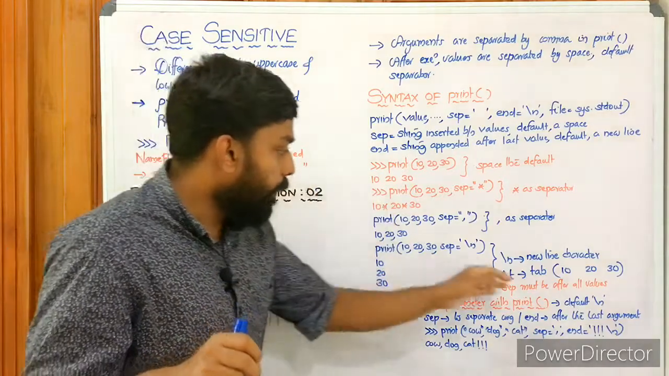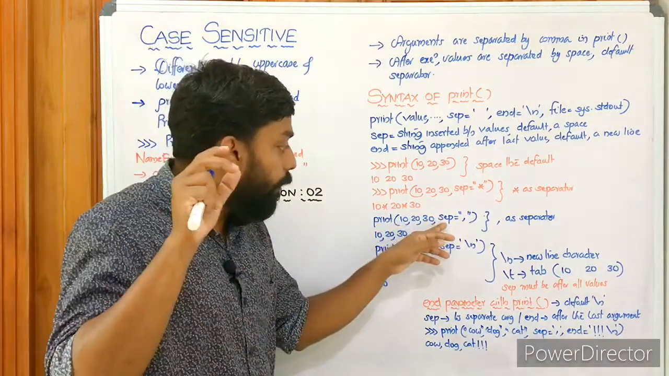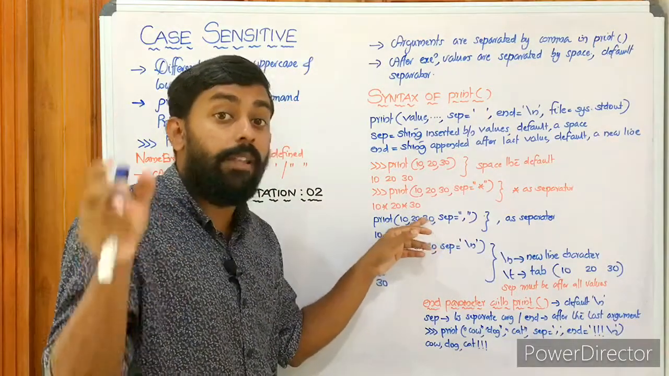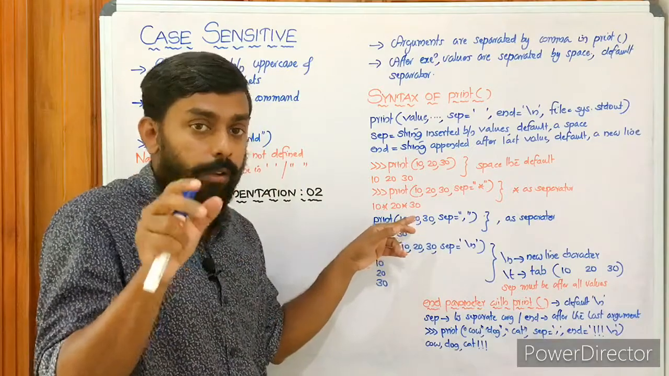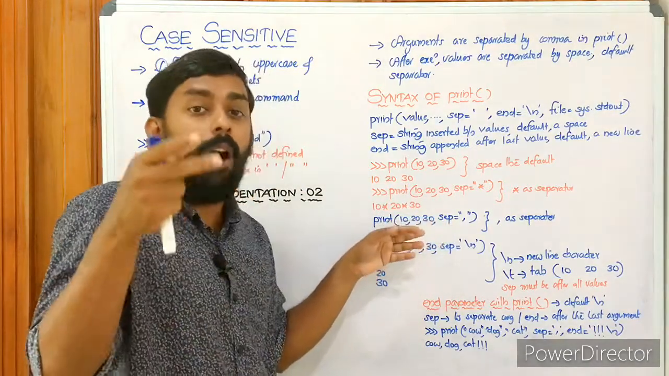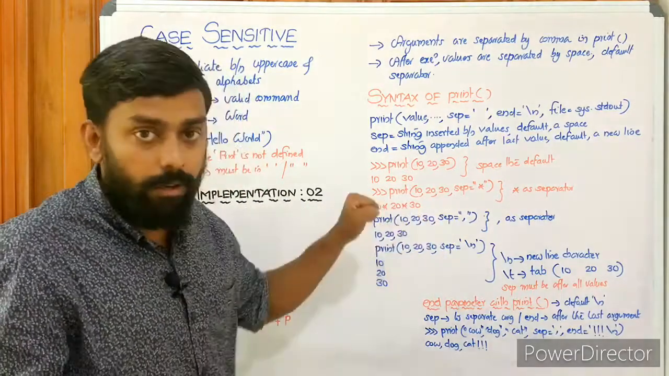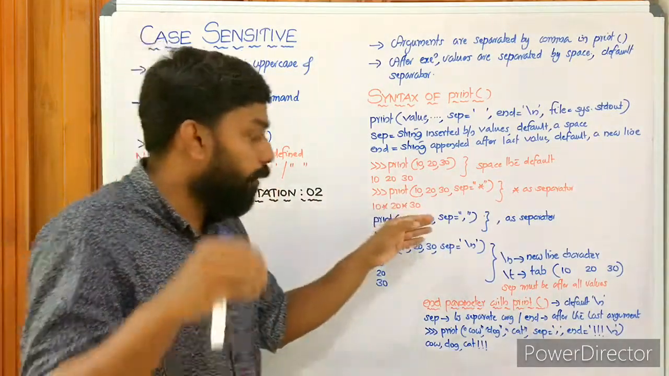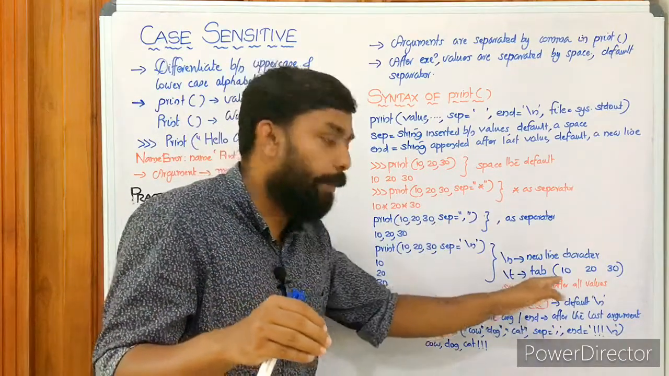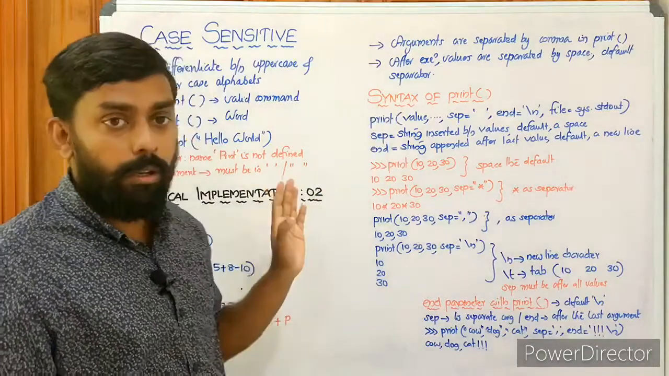Yes. Then the separator must be after the last value. It's a condition. You can include the value of sep only after the last value. Here the last value is 30. In all the cases, the last value is 30. So sep can be added only after the last value. Otherwise it shows an error. It won't be a correct statement. So sep must be added after the last value. So this is all about the separator.